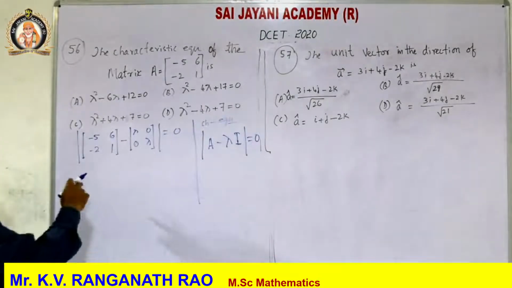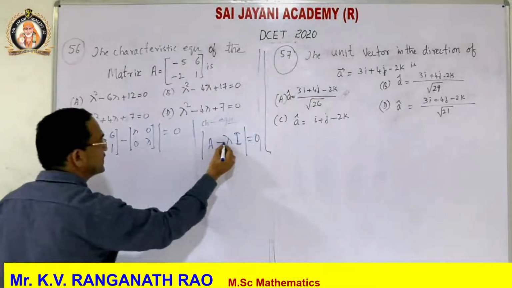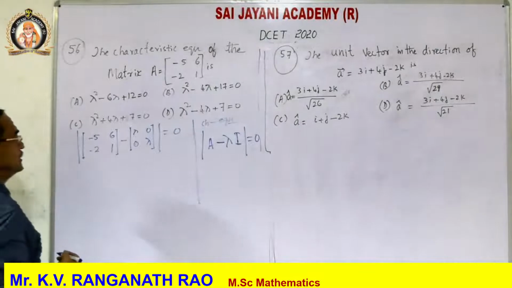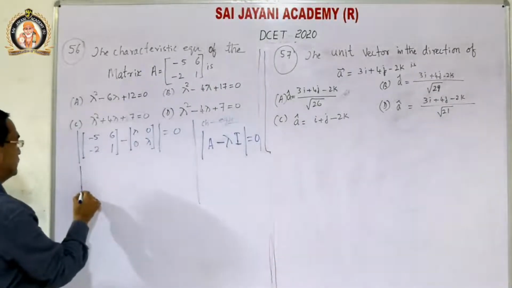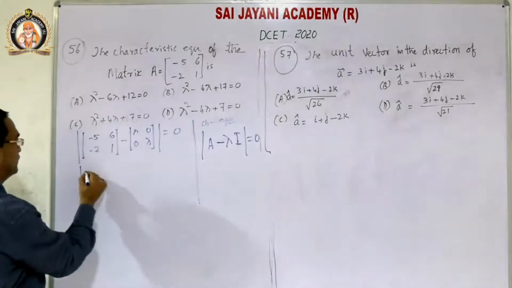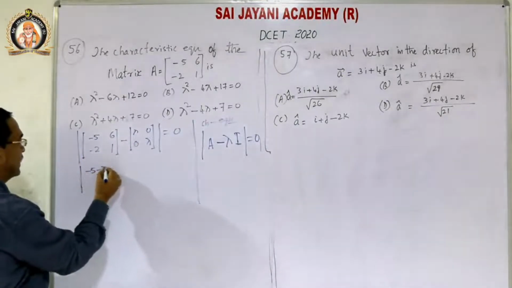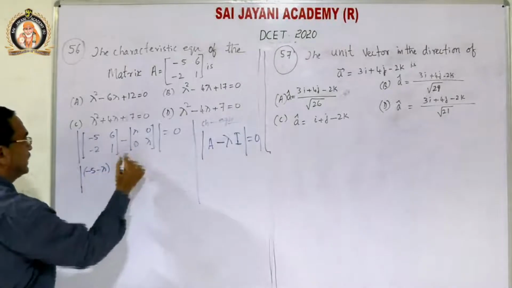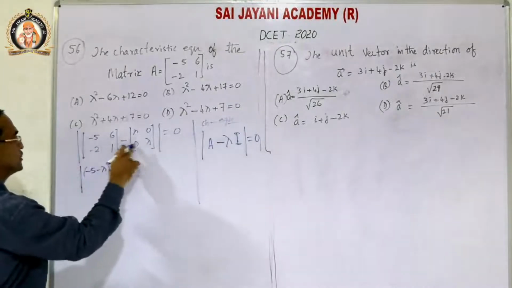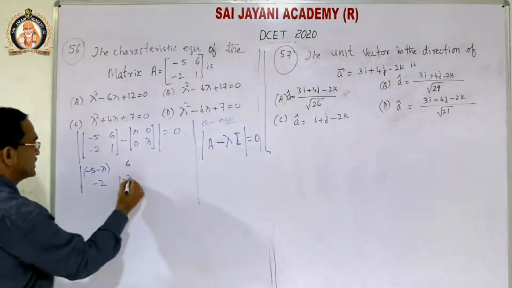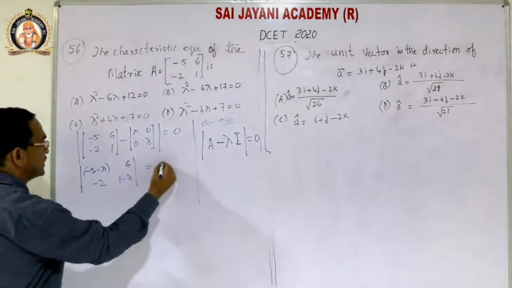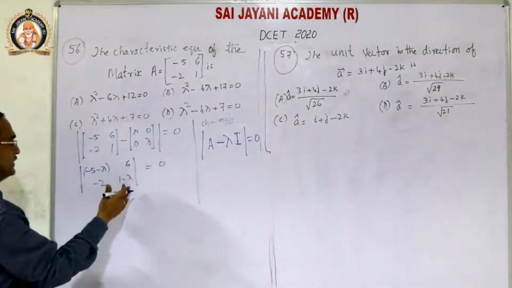Determinant of A matrix minus lambda into I is equal to 0. So now we know how to subtract the two matrices, that is, determinant of minus 5 minus lambda, one term. Next, 6 minus 0 is 6, minus 2 minus 0 is minus 2, 1 minus lambda, is it not? That is equal to 0. How to find the determinant?